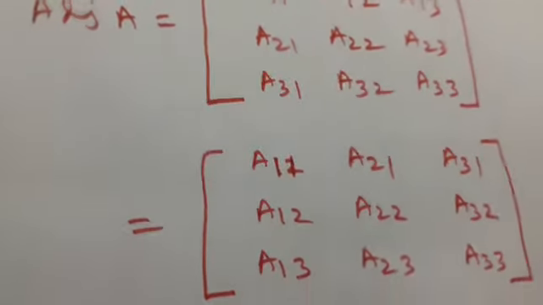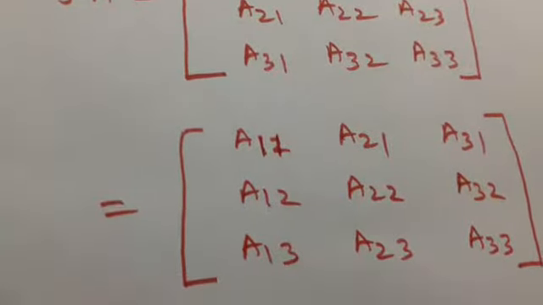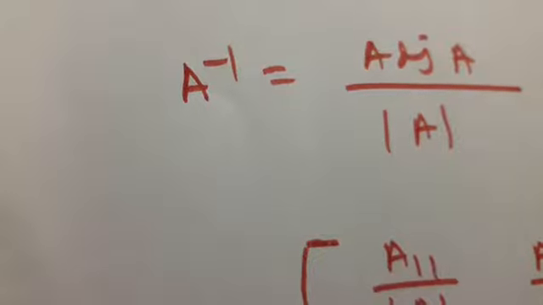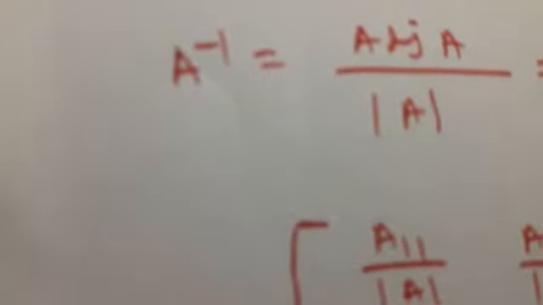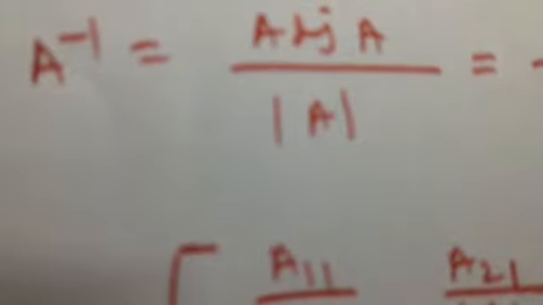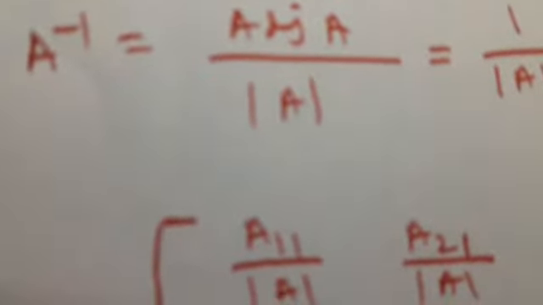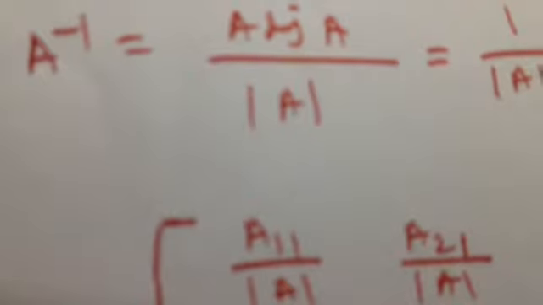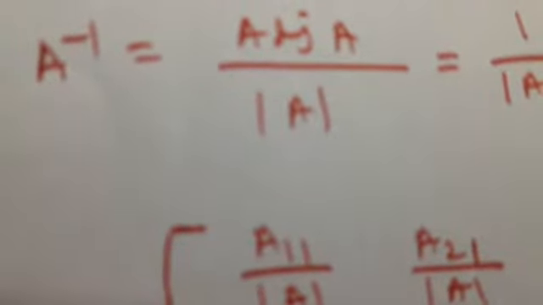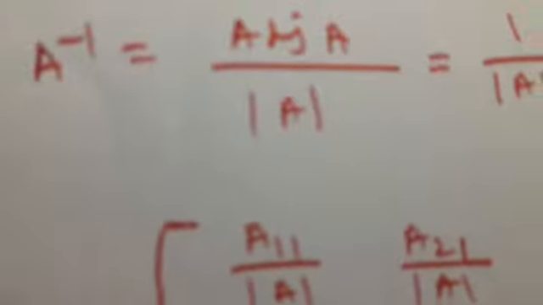Now we calculate the inverse of the matrix. By definition, A inverse is equal to adjoint A divided by determinant A, that is, 1 by determinant A times adjoint A. One more thing to be added here: this matrix A must be non-singular, that is, determinant A is not equal to 0. If the determinant of a matrix is non-zero, then we call it a non-singular matrix. So here determinant A is non-zero. Otherwise the inverse does not exist.